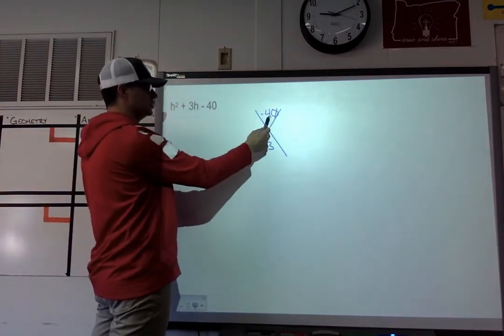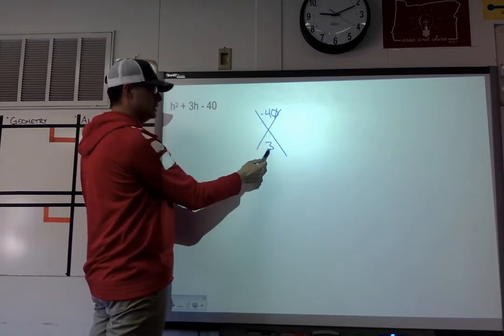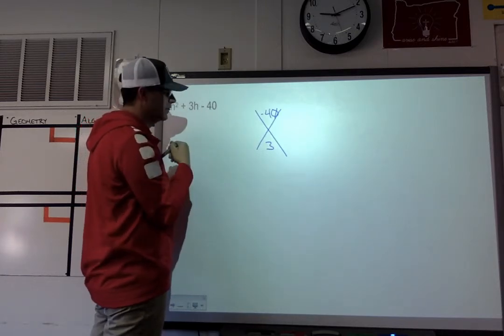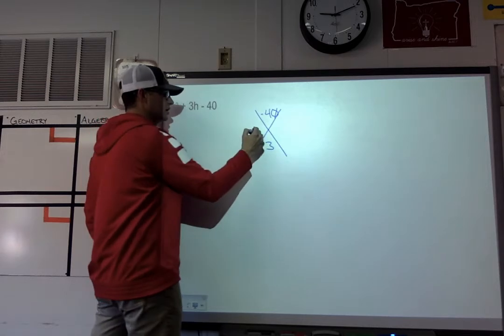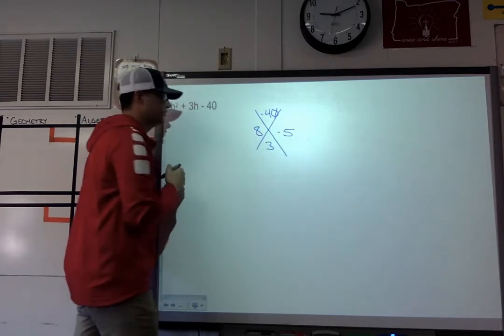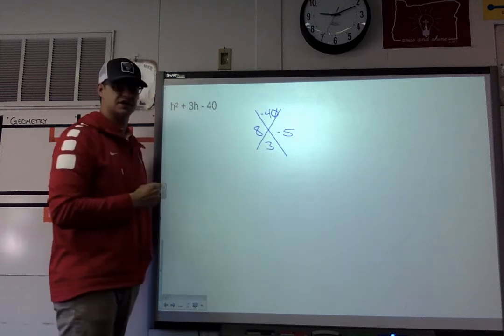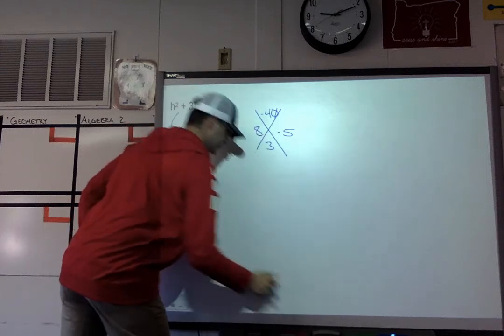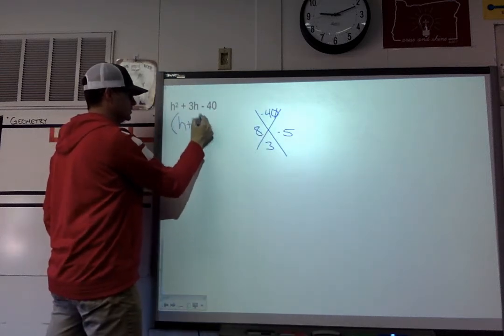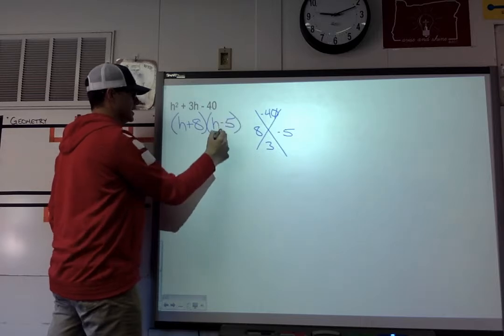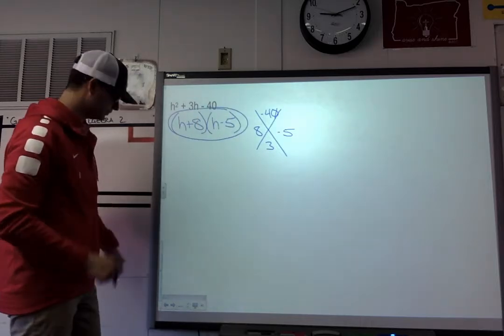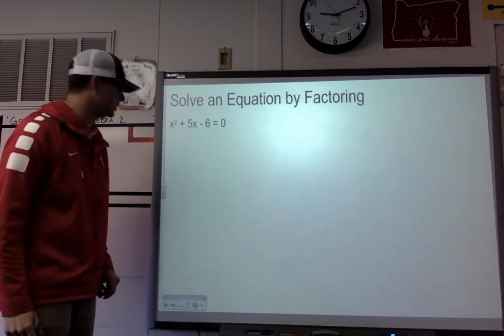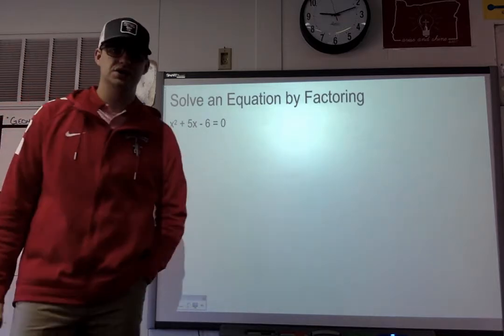Now 40, we could do 10 times 4, but neither of those being negative will give us 3. We could do 40 times 1, that's not going to work. 8 and 5, if we do an 8 and a negative 5, add those together and it gives us positive 3. Not x, we have h in this case. So we would say h plus 8 times h minus 5. So those are three different situations for factoring here. Next, solving an equation by factoring.